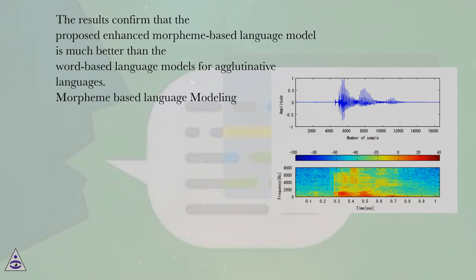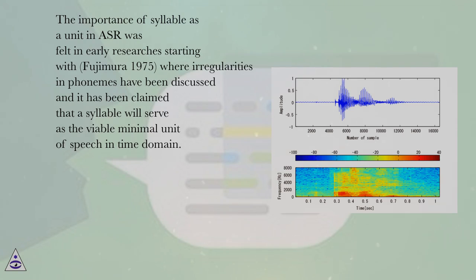The results confirm that the proposed enhanced morpheme-based language model is much better than the word-based language models for agglutinative languages. Morpheme-based language modeling. The importance of syllable as a unit in ASR was felt in early researches starting with Fujimura 1975, where irregularities in phonemes have been discussed and it has been claimed that a syllable will serve as the viable minimal unit of speech in time domain.